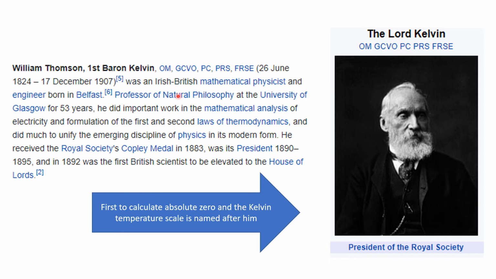Lord Kelvin was an Irish-born mathematical physicist and engineer. He was born in Belfast. He was a professor of natural philosophy, which included mathematics, at the University of Glasgow for 53 years. He did important work in mathematical analysis of electricity, and very much so in the first and second laws of thermodynamics. In fact, the Kelvin temperature scale is named after him, and he was the first to calculate absolute zero.